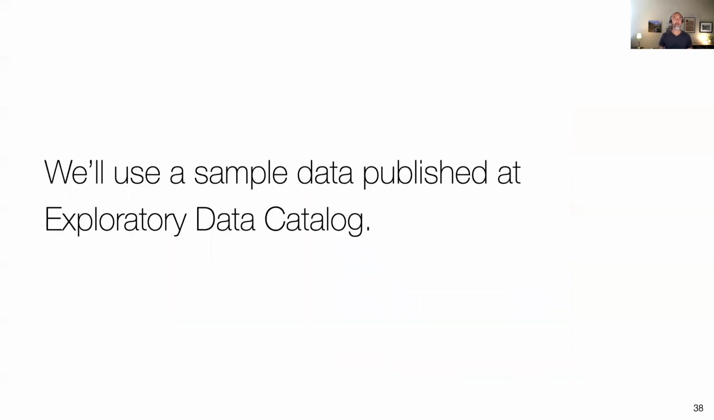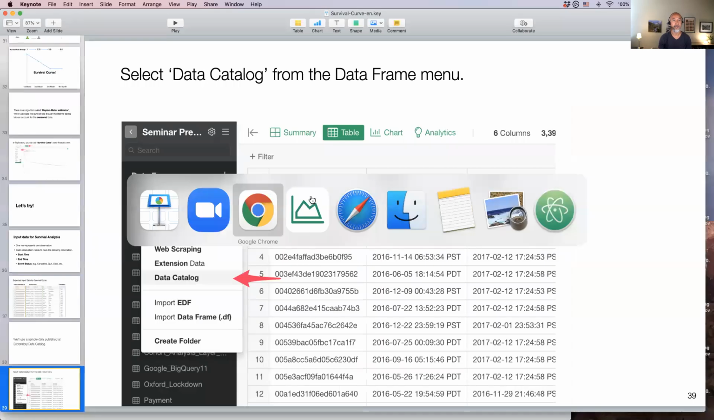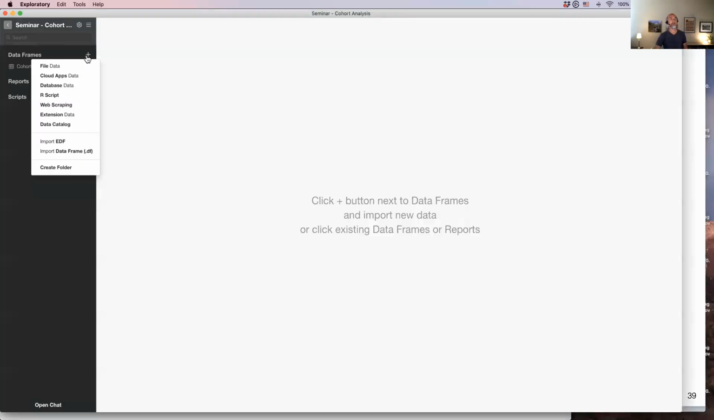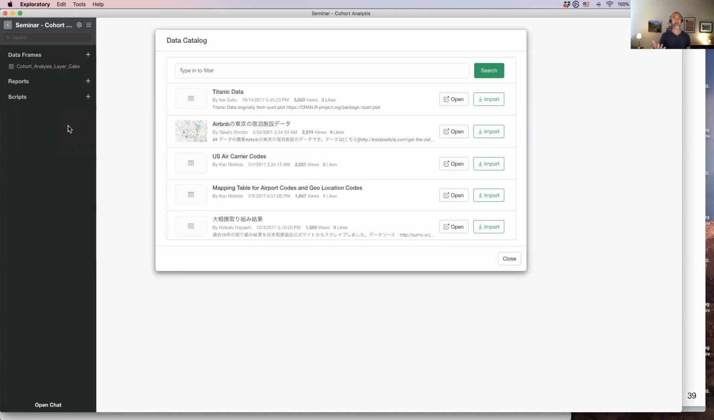Now for this seminar, I'm going to use a published dataset from the Exploratory data catalog. So let's go into Exploratory here. Click on Data Frames next, and then there's a data catalog. That data catalog is where you can publish data privately or publicly, and we have been sharing many datasets here so that you can use them.